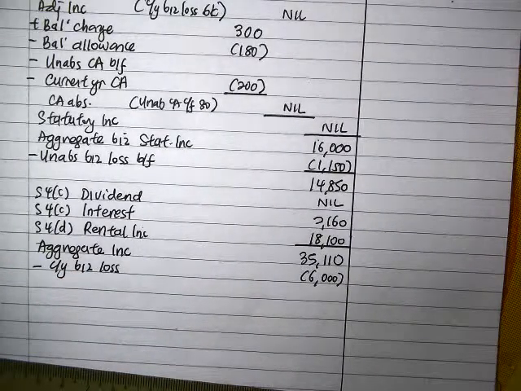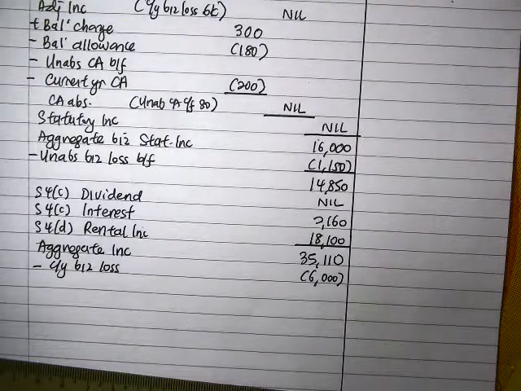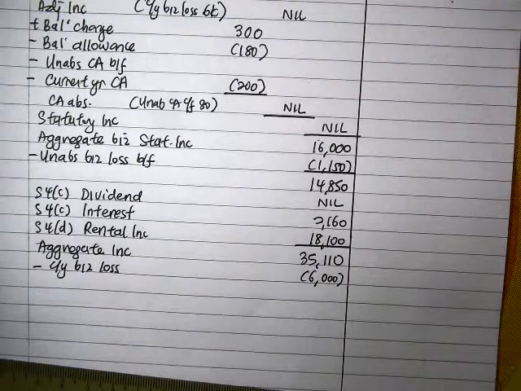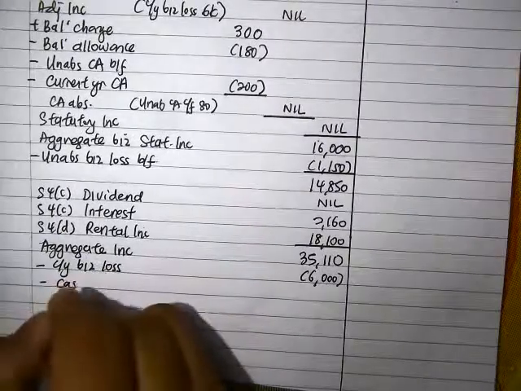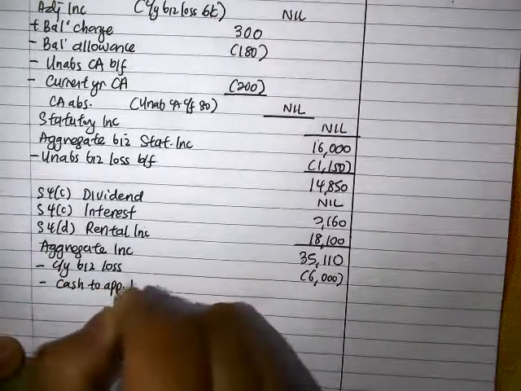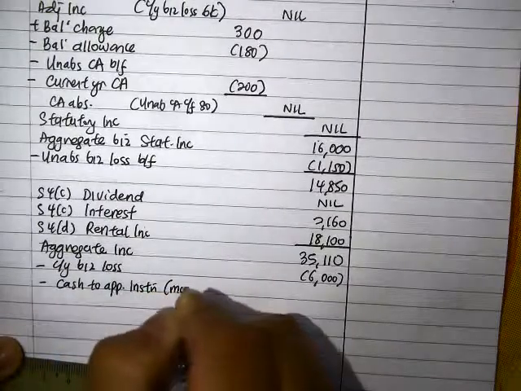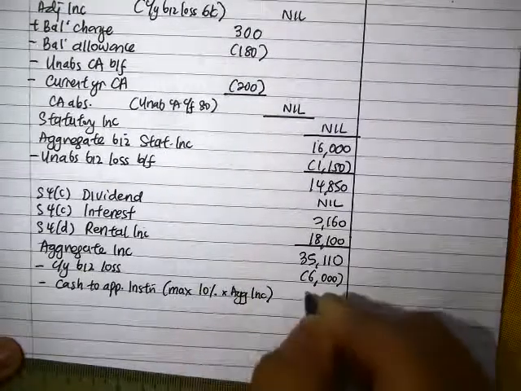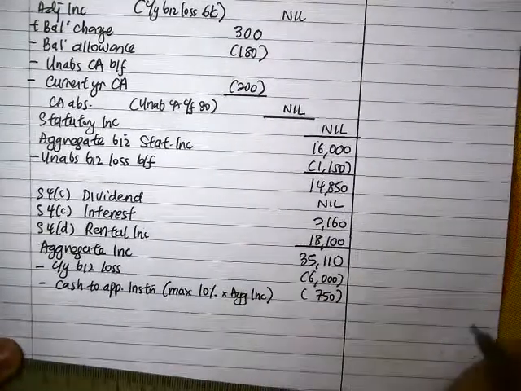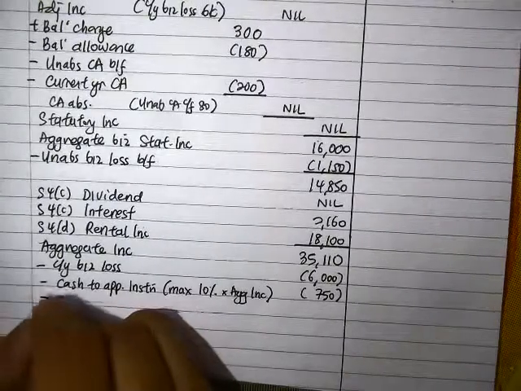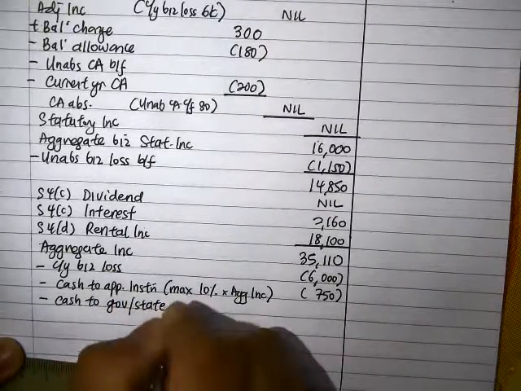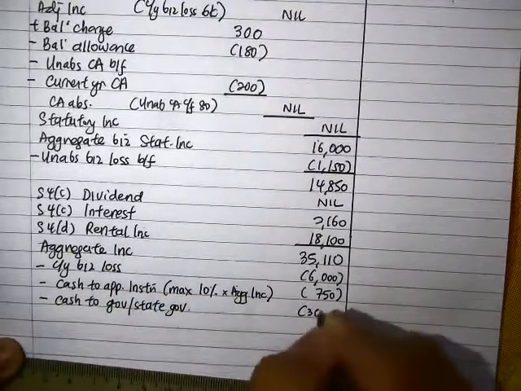Alright, now donations. If you can remember according to sequence of 44, then it's the best. If you can't, then it should be okay. It's not a particular issue here. So we minus cash to approved institution, where maximum is 10% of your aggregate. That's 750, no problem. Alright, now then we have the cash donation to government or the state government. So in this case is 3,000.